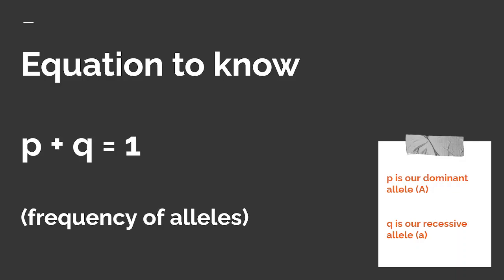The first equation is p + q = 1. This equation is looking specifically at the frequency of alleles. p represents the frequency of the dominant allele, i.e. our big A. q represents the frequency of the recessive allele, i.e. our little a. So this is the frequency of alleles.